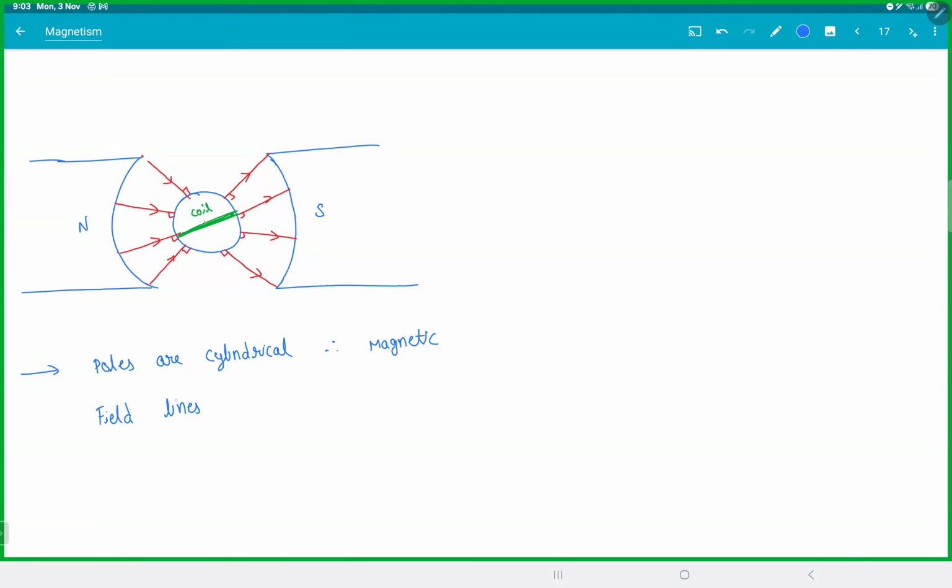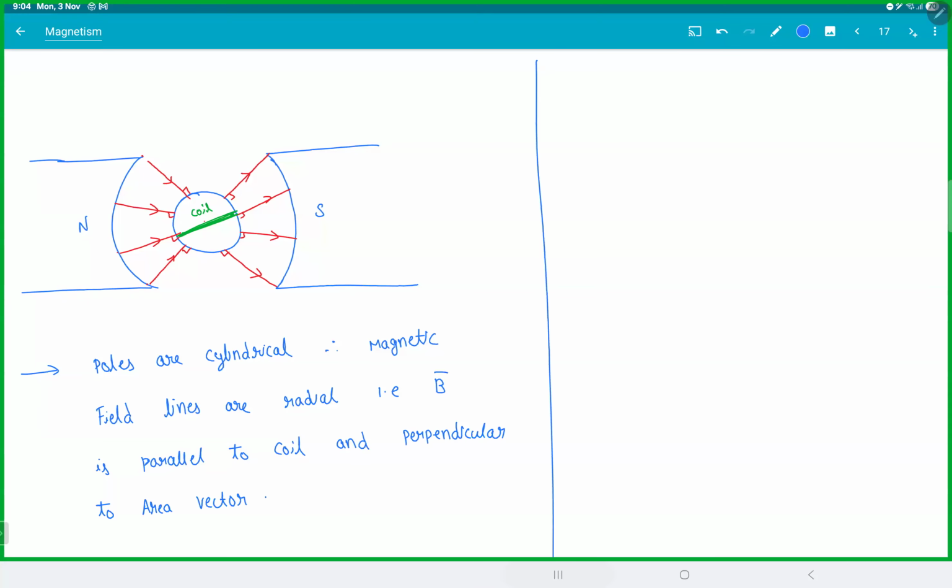You will see what is the advantage of that. That is, this B bar is always parallel to the coil, and perpendicular to the area vector. So what happens?